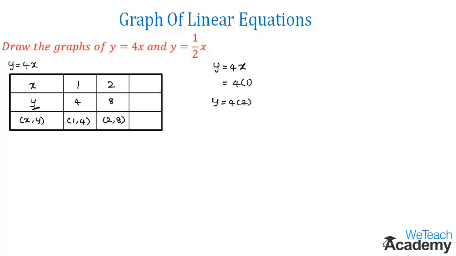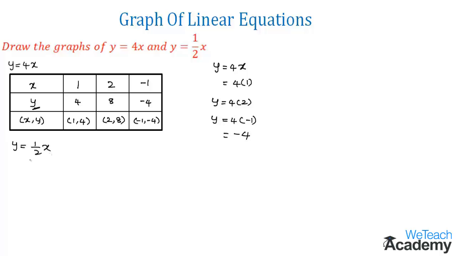Now let us consider the x value as -1. Here we get the y value as 4 into -1, that implies -4. So let us write -4 over here. We get the ordered pair (-1, -4) for the values of x and y. And now let us consider the other equation y = 1/2 x.